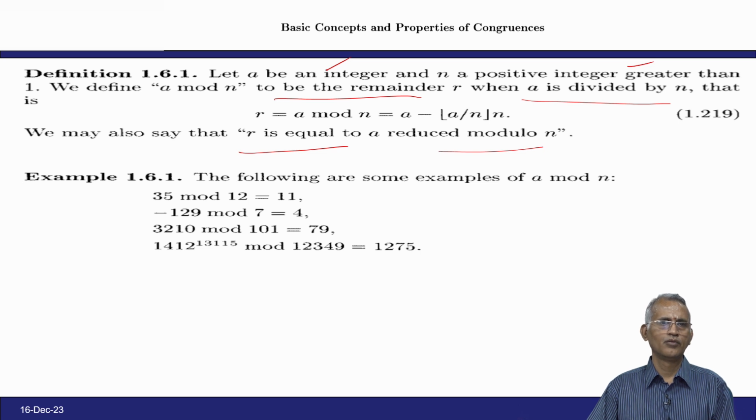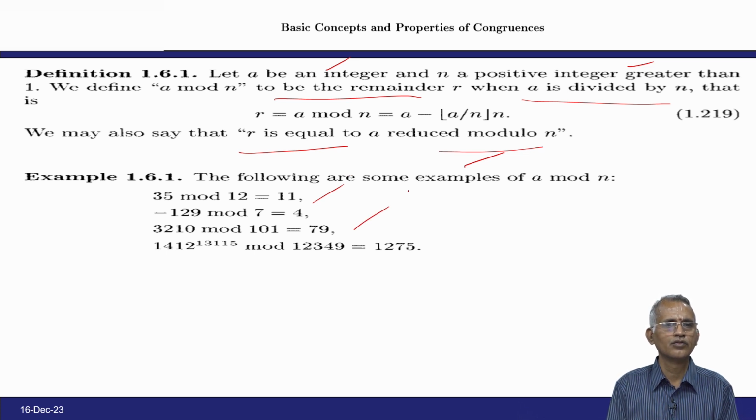Now, shall we move to some examples. The following are examples of modulo n. If you take the number 35 under modulo 12, 35 divided by 12, the remainder is 11, therefore 35 is identically equal to 11. Similarly, if you take minus 29 and divide by 7, then the remainder is 4, therefore we can express minus 29 under modulo 7 as 4. And 3210 under modulo 101, the remainder is 79, therefore 3210 is identically equal to 79.